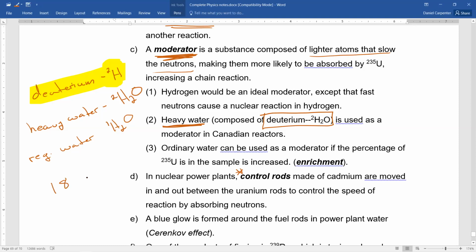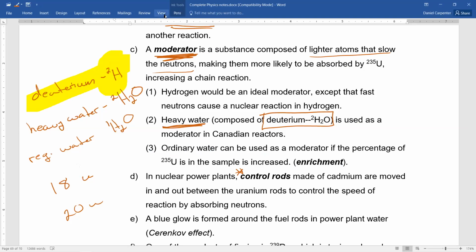I mean, frankly, it's quite a bit heavier. Regular water is 18 atomic mass units, and heavy water is 20 atomic mass units. So that makes it a little better than 10% heavier. So that's actually a pretty significant difference. We can use regular ordinary water as a moderator if the percentage of uranium-235 is increased, and that is called enrichment.